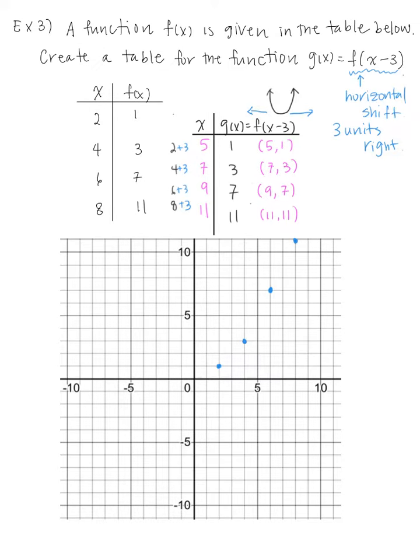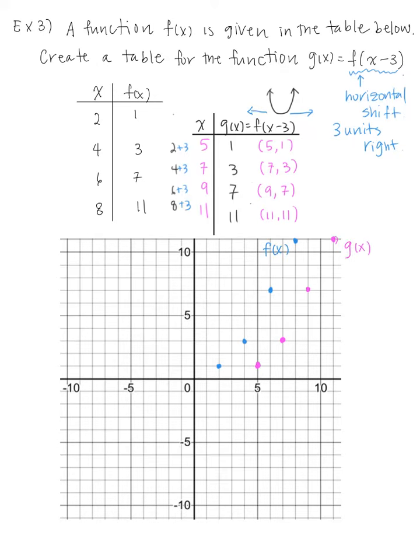All right, now let's plot the new points, which is 5, 1, and then 7, 3. Notice that the y values are staying the same, right? And then 9, 7, 11, 11. So our blue dots are from f of x, and then those pink dots are g of x.